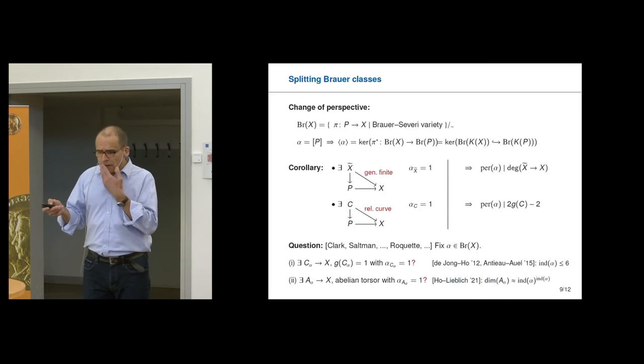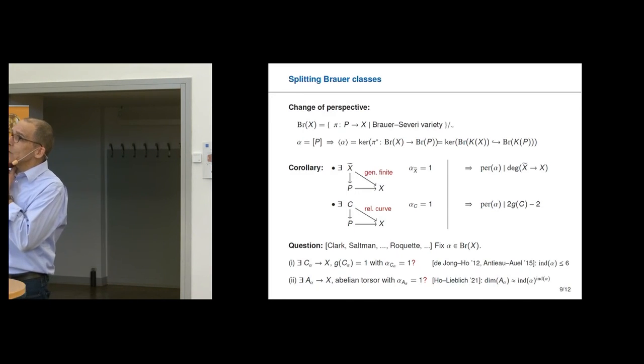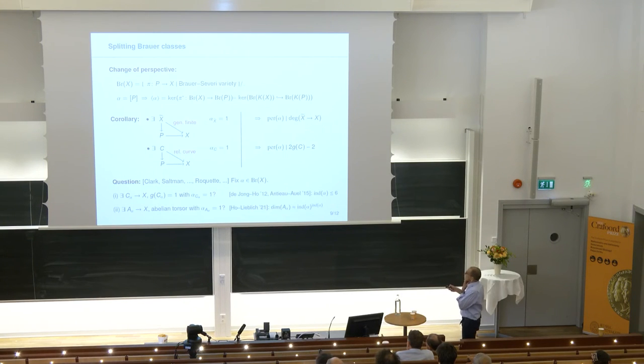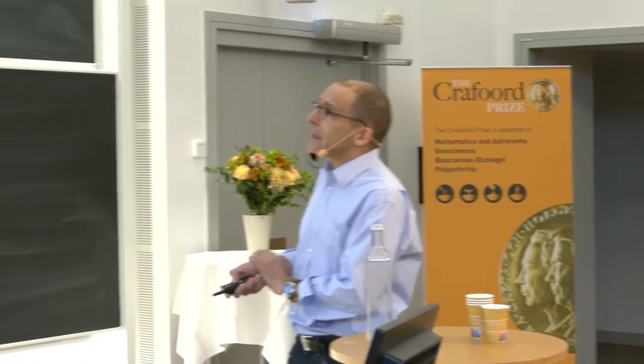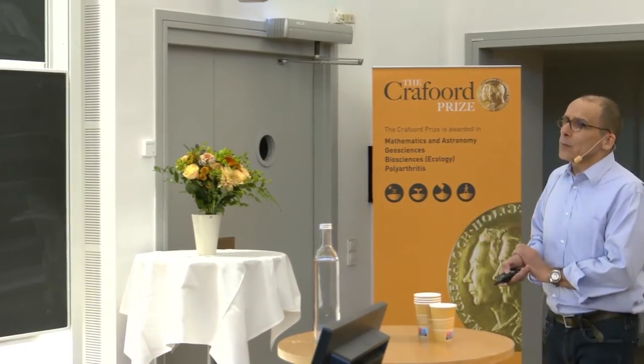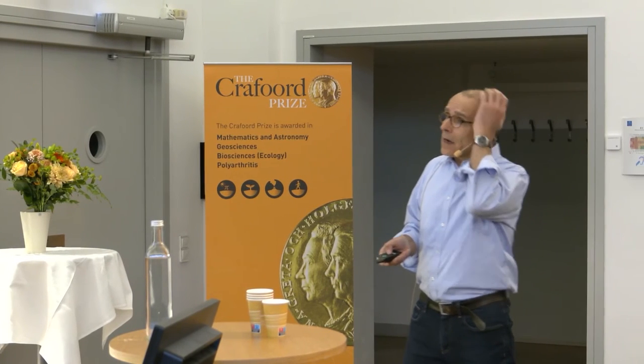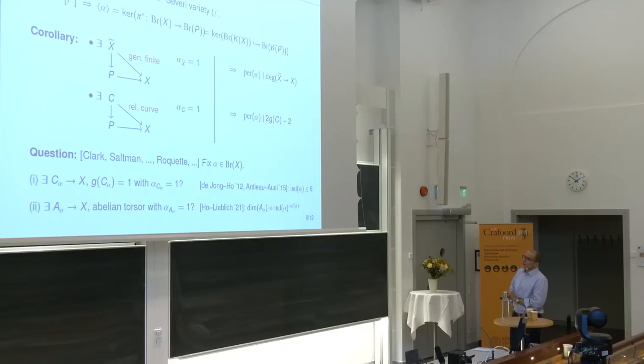There are early results in a PhD thesis by Swedish, but then it was taken up by De Jong and Ho again, published in 2012, and then also Auel and Antieau, who prove that this is true, at least for Brauer classes of small order. So there always exists a genus 1 curve that splits any given Brauer class. That's some of the approach they took. You can be skeptical about this approach working for arbitrary Brauer classes, so you have to invent something else.